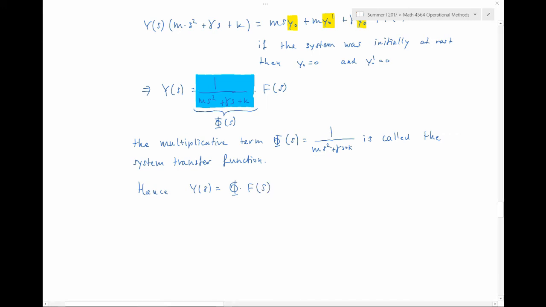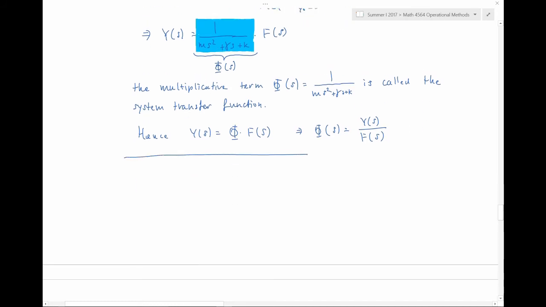If the capital F of s is non-zero, we can determine the system transfer function by taking the Laplace transform of the reaction of the system and dividing it by the Laplace transform of the input. And once we know the system transfer function, we can predict the reaction of the system to any other input.